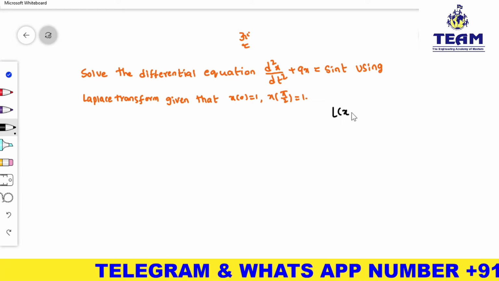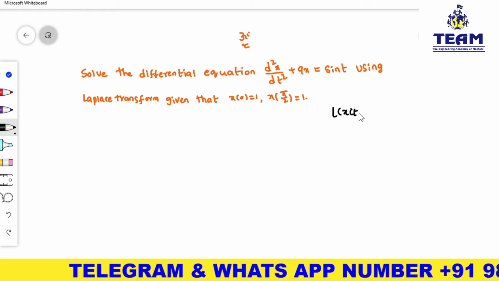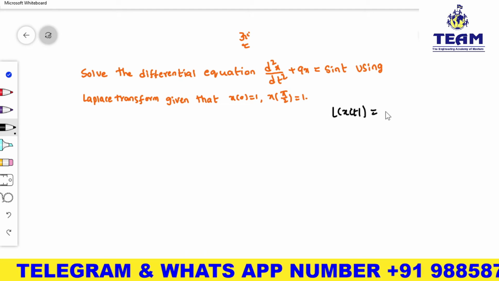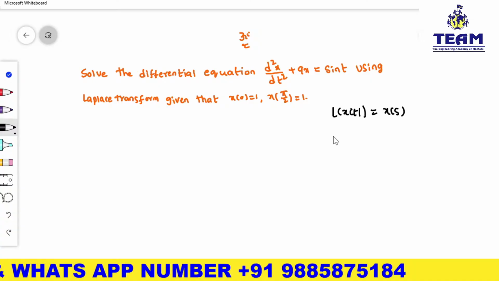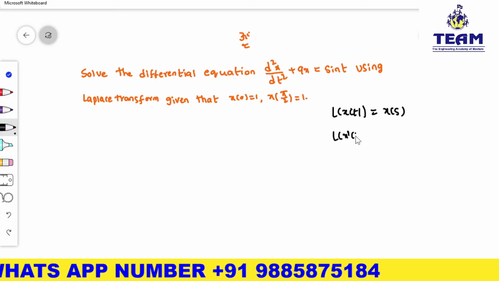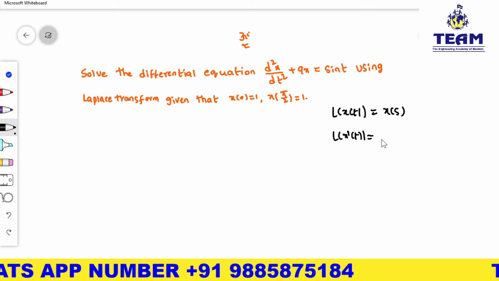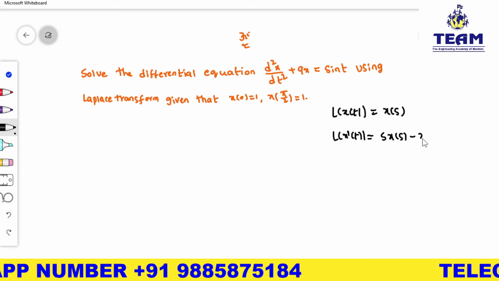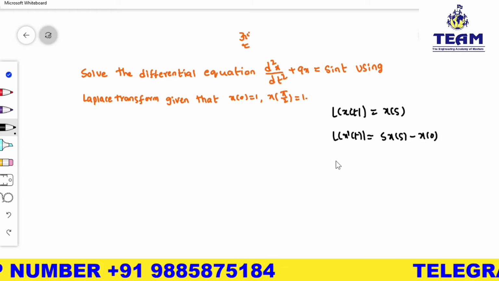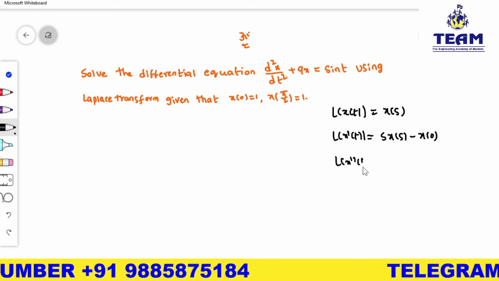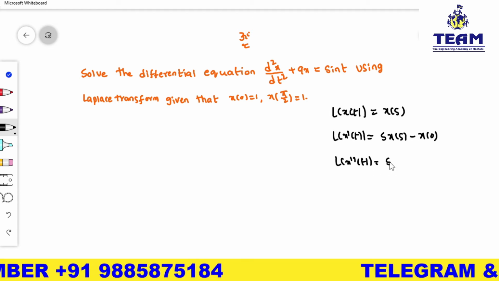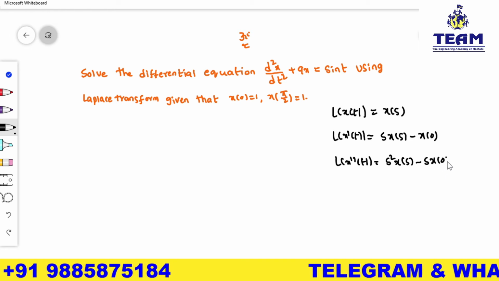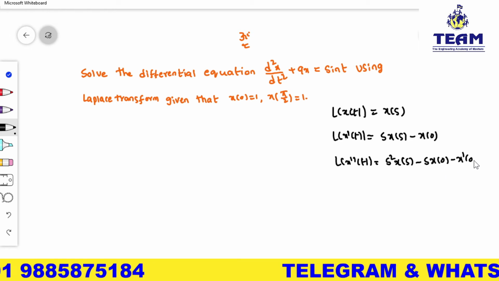First, L of x of t, or simply L of x, it's not an issue. L of x of t is equal to x of s. L of x dash of t, the first derivative formula, is s into x of s minus x of 0. Next, L of x double dash of t formula is s square into x of s minus s into x of 0 minus x dash of 0.